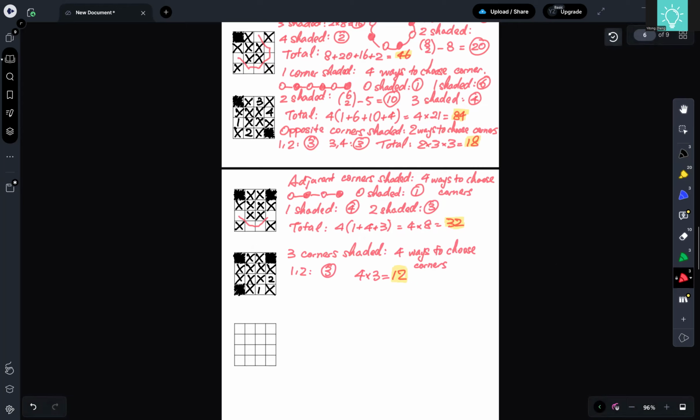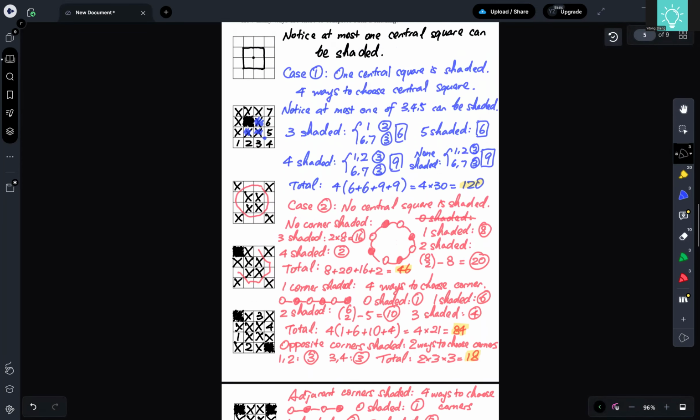And our final case is if we shade all 4 corners. So we're not shading anything in the middle, and we're shading all 4 corners. Well, what are we left with? All of the remaining squares actually share a vertex with one of the corners. So if we choose to shade all 4 corners, we cannot shade anything else. So there's only the one way to do it.